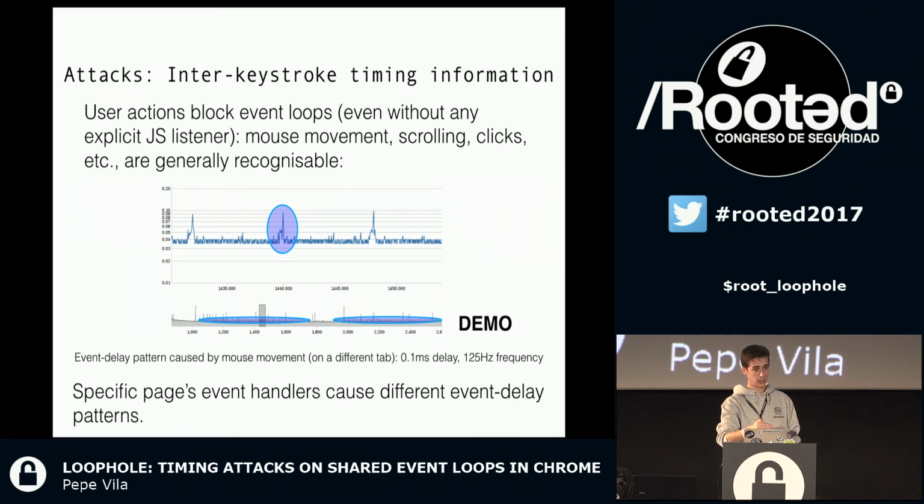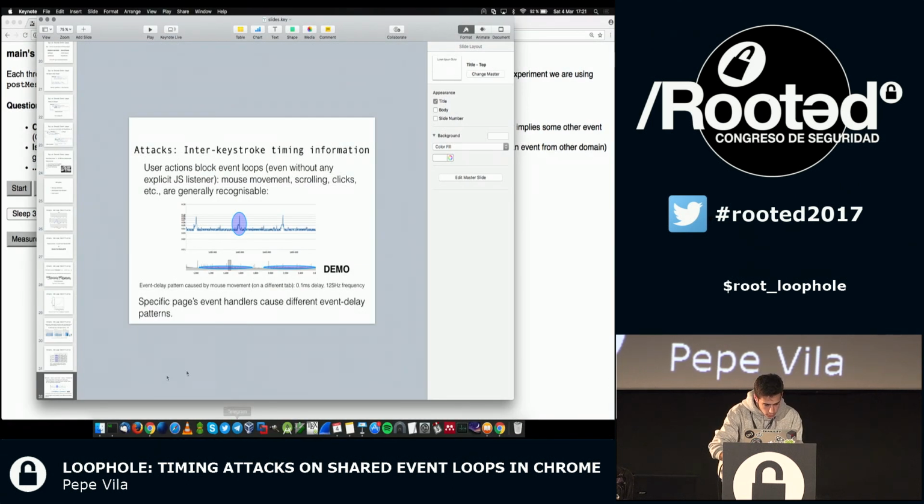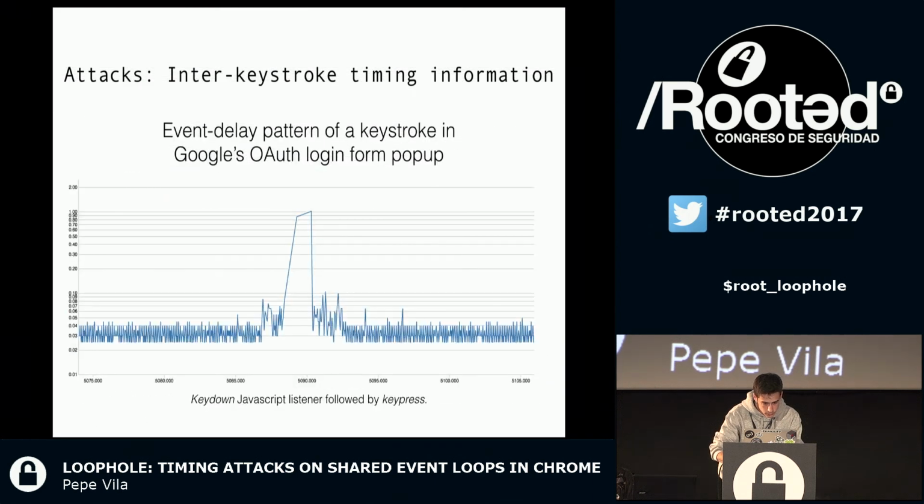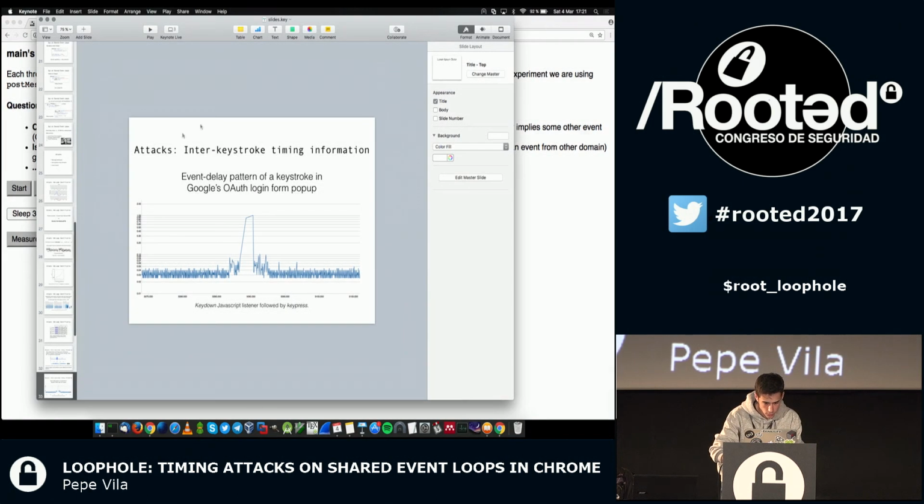So this is what you will see if there are no event listeners defined in JavaScript to listen to any events. But if a page defines several events, the pattern of each event will look different. Therefore, I did the following. I looked at the aspect, or the look, of the pattern of a keystroke in Google. So we see 2 consecutive events, the key down and the key press.